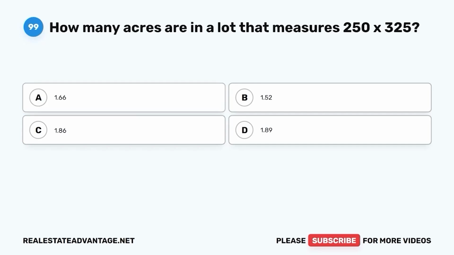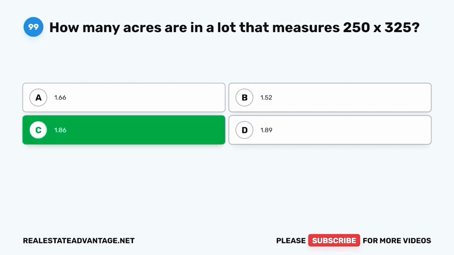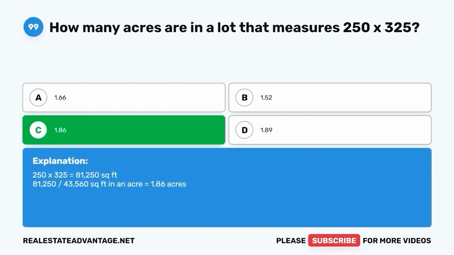Question 99. How many acres are in a lot that measures 250 times 325? A. 1.66, B. 1.52, C. 1.86, D. 1.89. The correct answer is C. 1.86. 250 times 325 equals 81,250 square feet. 81,250 divided by 43,560 square feet in an acre equals 1.86 acres.